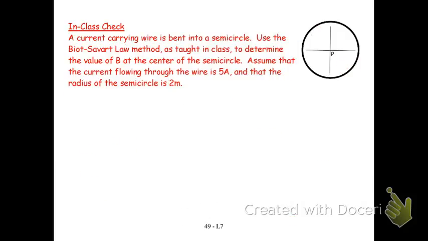Let's do another one. A current carrying wire is bent in a semicircle. Oh, okay. I get it. You do the easy one, we do the hard ones.